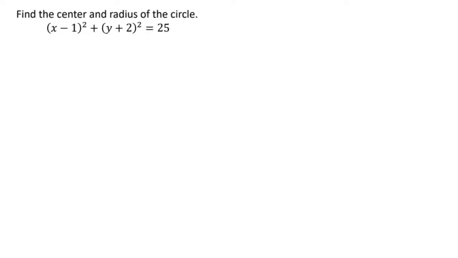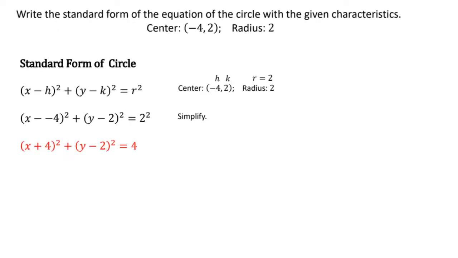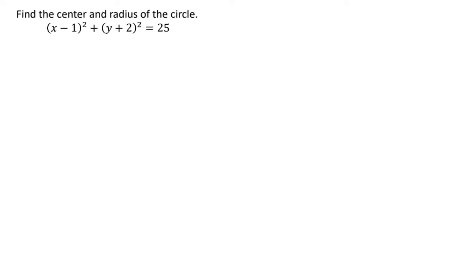This is the equation, the standard form of the equation of a circle with these given characteristics: a center at (-4, 2) and a radius of 2. So let's look at another example, because these are fun, right? I hope. Find the center and radius of the circle.